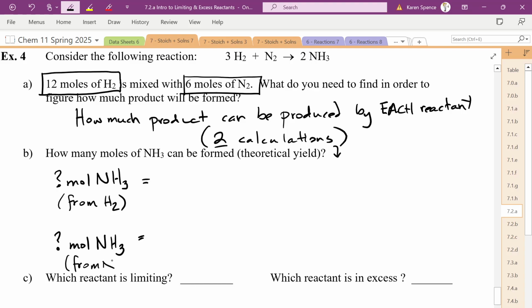Yep. Yeah, it'll just be left over. It'll just be hanging about, doing nothing, because there's nobody left to react with. So if you don't know where to start for this question, there's like a little starting point there for you.